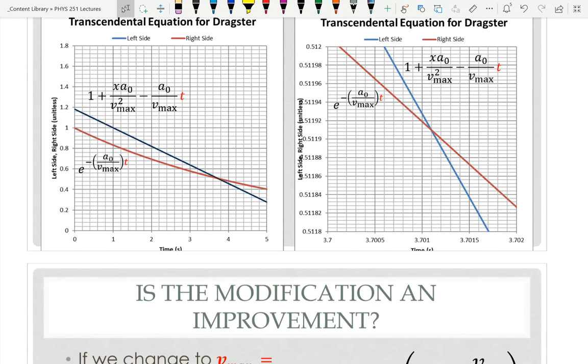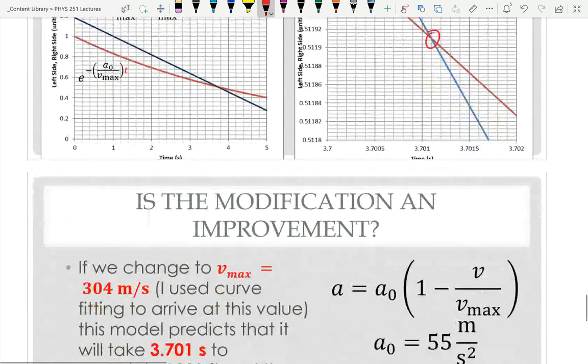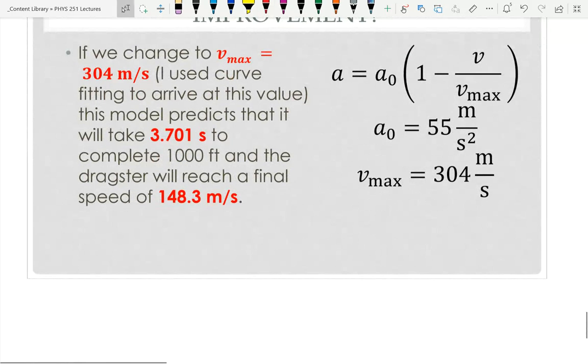then I plot the graphs again. I get the time, and it comes out to be 3.701 seconds. That's only off by 1/1000th of a second. And the ultimate speed is 148.3 meters per second, only off by 0.3 meters per second. The model is actually pretty good with an ultimate speed of 304 meters per second possible for this thing. That's a reason why I keep the variable in there, because I didn't really know what Vmax was. In the end, I fit to Vmax to find what the maximum speed was. If I had put in the number 148 for it early on, I would have been forever solved.